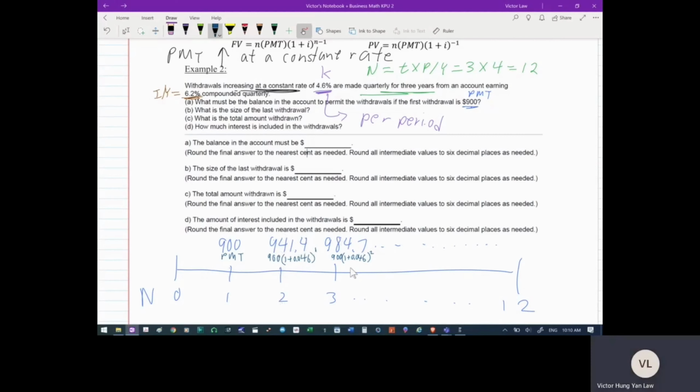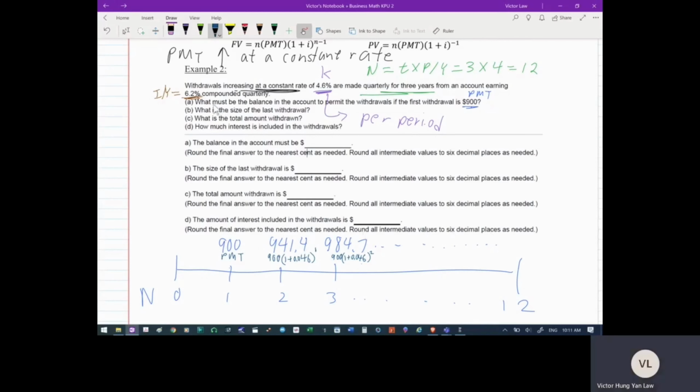And then same idea for payment 3. So we take the 900, and we multiply it by 1 plus K, and then to the power of 2, and so on until we get the 12 payments. So in this diagram, we have the number of payments, we have 12 payments, and then we have the PMT amount. And the PMT amount is increasing at a rate of 4.6% per period. And this is what we have illustrated here. And that's what you need to know from a timeline perspective.